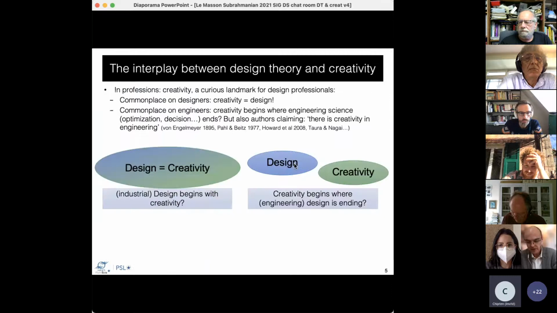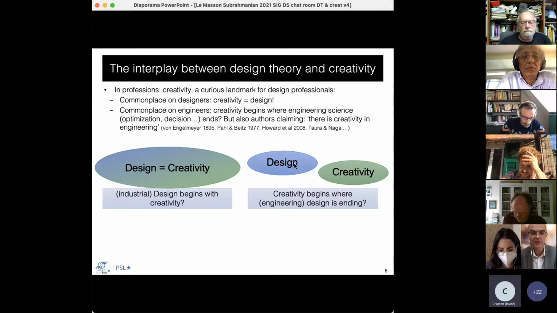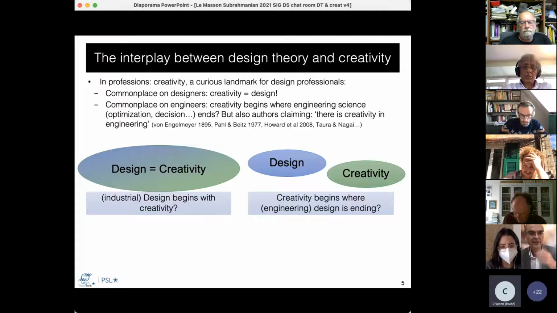This interaction is one of the reasons why we wanted to discuss this, but not the only one, of course. Why speak of creativity from the point of view of the design theory SIG? A first justification is a professional point of view, because creativity is a kind of enigma. For an industrial designer, creativity almost means design. But for an engineer, creativity, on the contrary, is the moment where engineering science ends and we leave optimization and decision for something different. Still, others in the engineering field claim the contrary, and say that there is creativity in engineering. Again, we can go back to the 19th century or cite our dear colleagues Taura, Nagai, Tom Howard's work, or even the reference book of Pahl and Beitz, which says that there is creativity in engineering. So this is quite intriguing.